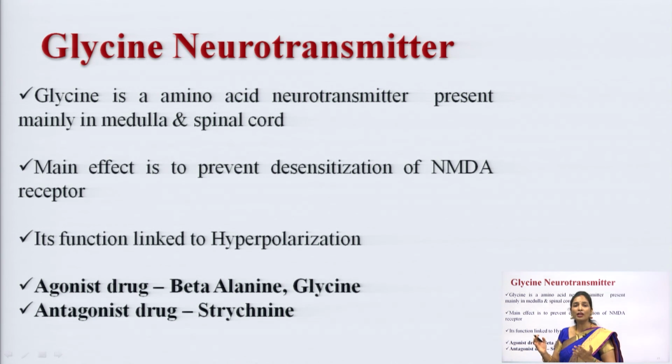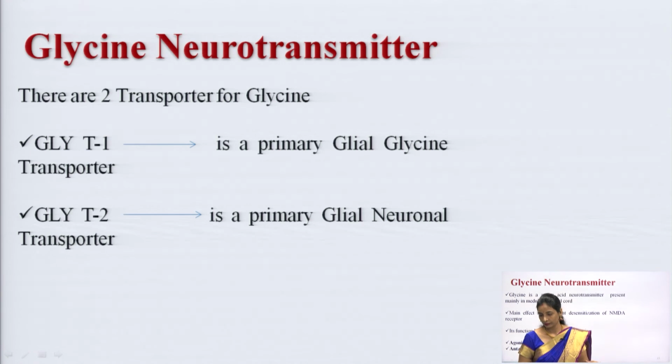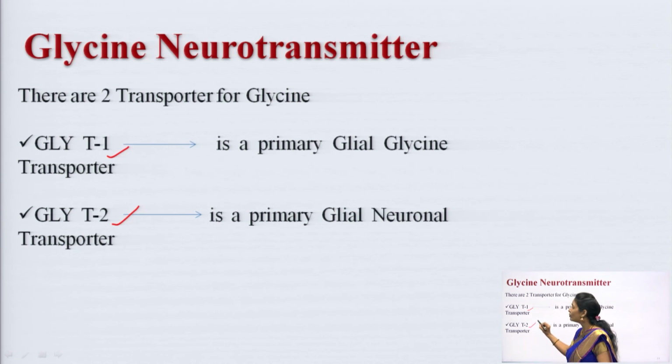So, the function of the glycine neurotransmitter is hyperpolarization. Here are some drugs for glycine. Agonist drugs are beta alanine, antagonist drugs are strychnine. Okay. So, next, for the glycine neurotransmitter, there are transporters. There are 2 types of transporters for glycine. One is named glycine T1 transporter and the second one is named glycine T2 transporter.